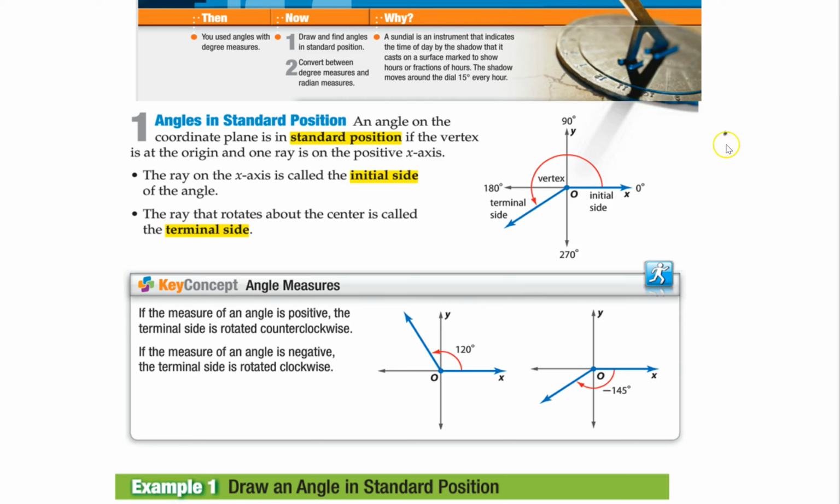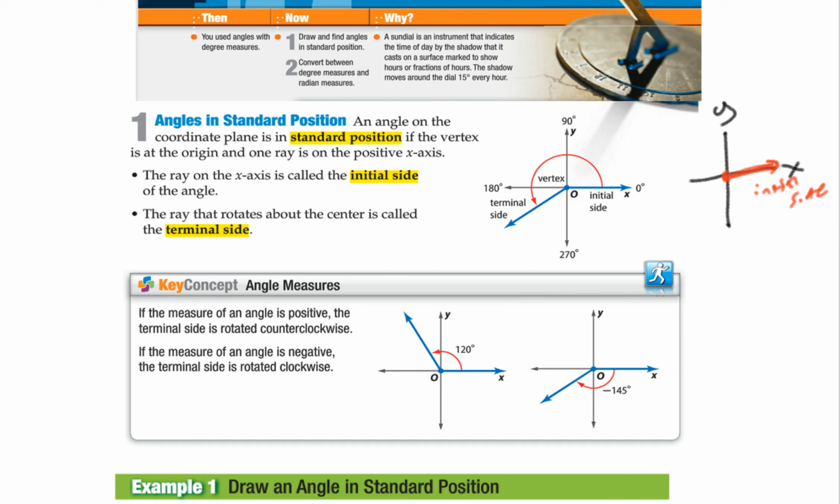So if I give you a normal XY grid, that's how we can draw angles. Let's go over a couple of definitions. Standard position is when we draw on here, like this. We always start on the positive X side. That's the start of our angle, and that's called the initial side.